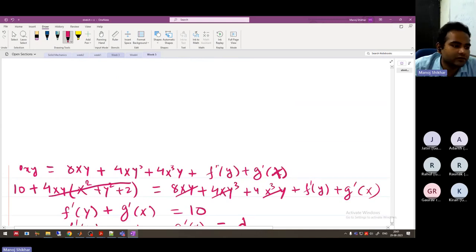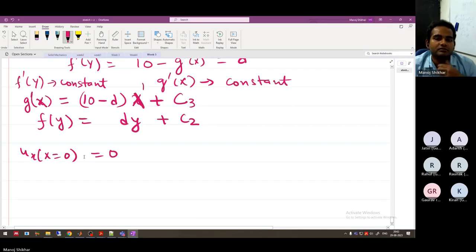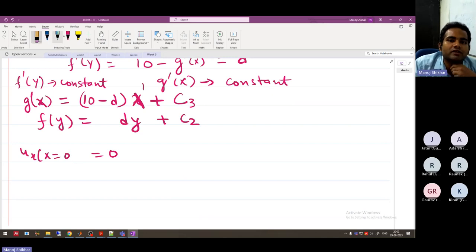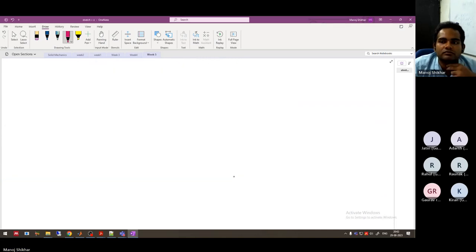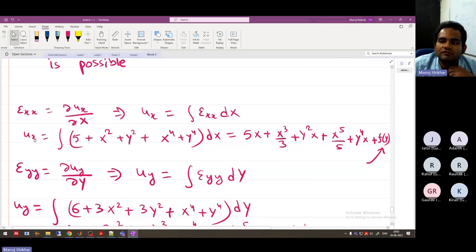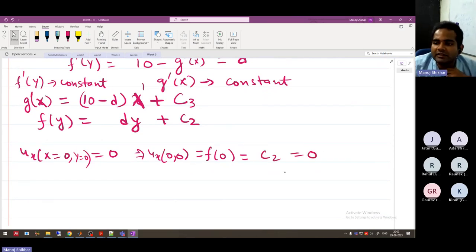So what will you do? You will do ux equal to 0 from here. ux at x equal to 0 and y equal to 0, like the origin, right? y equal to 0 is 0. So you have to put ux(0,0). If you look at the expression of ux, you will get f of 0. So f of 0 is what? C2. This is 0. So from here, we get C2 equal to 0.